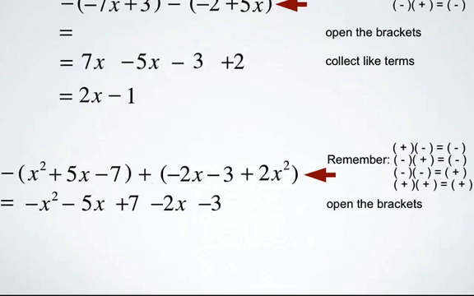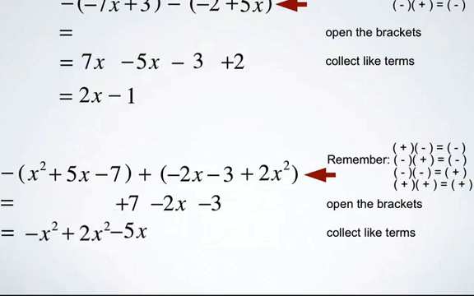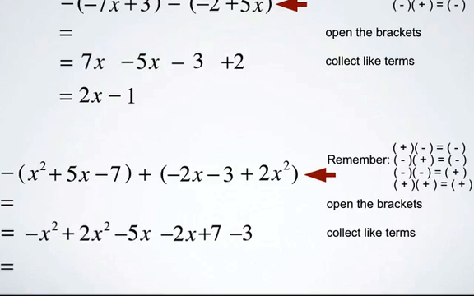Negative 2x, negative 3, plus 2x squared. Add a negative, subtract. Add a negative, subtract. Add a positive, plus. Collect like terms. Negative x squared plus 2x squared, negative 5x, subtract 2x, plus 7 minus 3. Negative x squared plus 2x squared is 1x squared, or just x squared. Negative 5x, take another 2 away, is negative 7x. Positive 7, subtract 3 is positive 4.